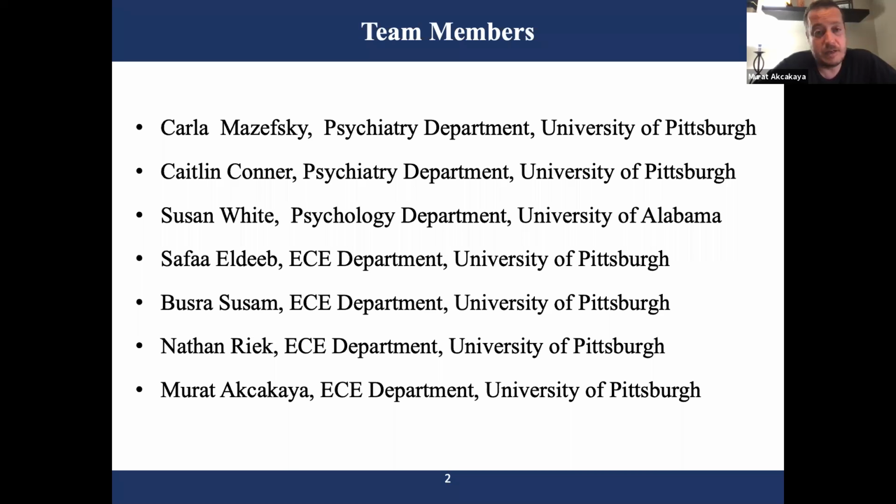We also have Caitlin Connor from the Psychiatry Department of University of Pittsburgh, Susan White from the Psychology Department of University of Alabama, and my students Safa, Bishra, and Nathan from the Electrical and Computer Engineering Department of University of Pittsburgh, and myself. And we have more collaborators, but those collaborators are mainly for the future part of the work, and for this specific presentation that's related to our paper, this is our main team members.